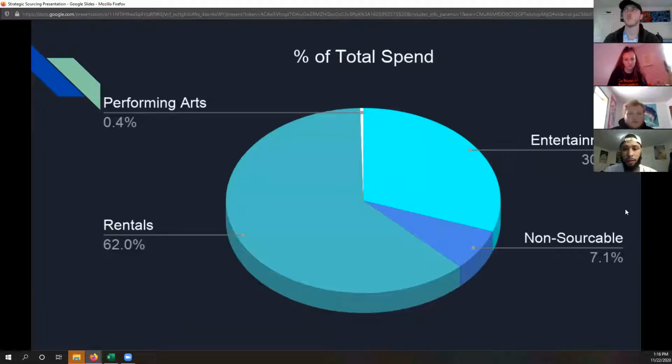Here you can see a better picture of the total spend. As you can see, rentals is still a large majority of our total spend. As I told you before, it mainly comes from renting out venues and other spaces for our events. You can see that the non-sourceable spend percentage is much higher than its share of total suppliers, just because that section usually comes out to a high dollar spend.